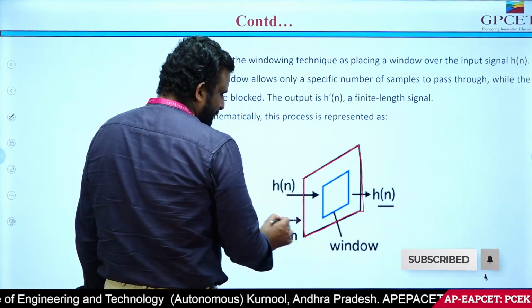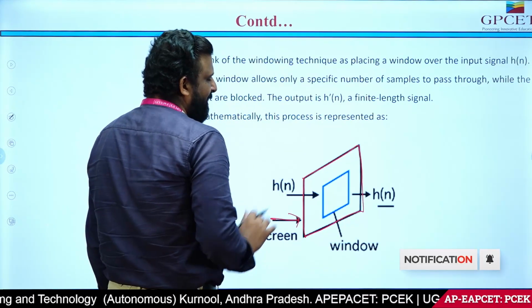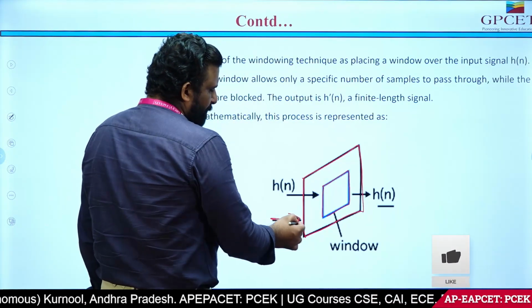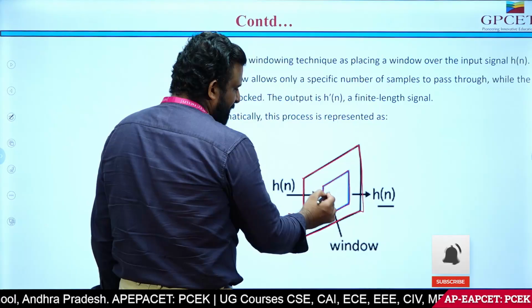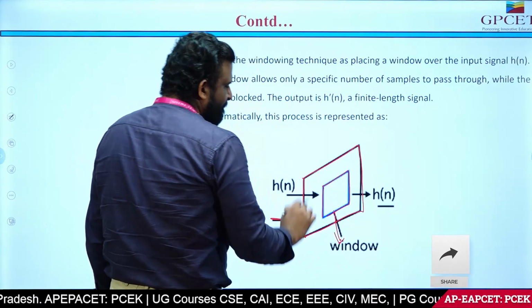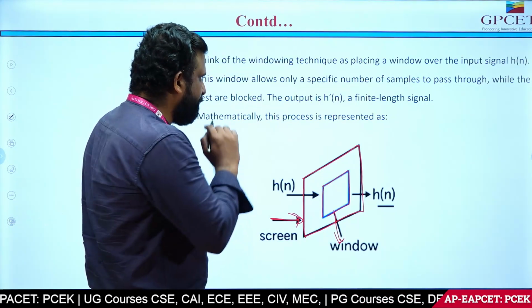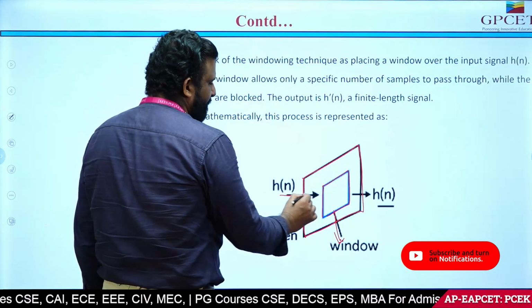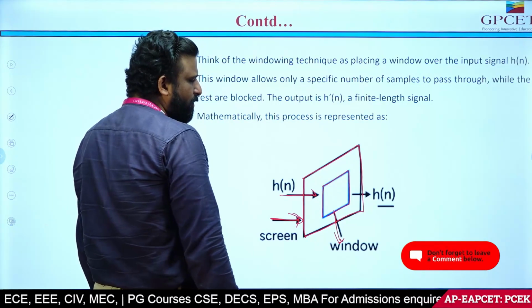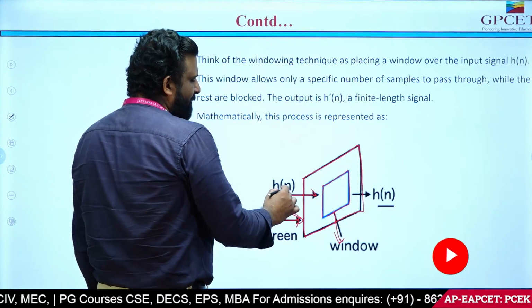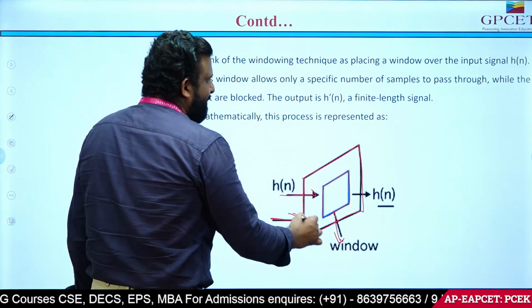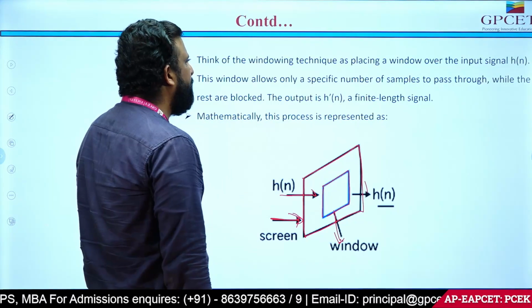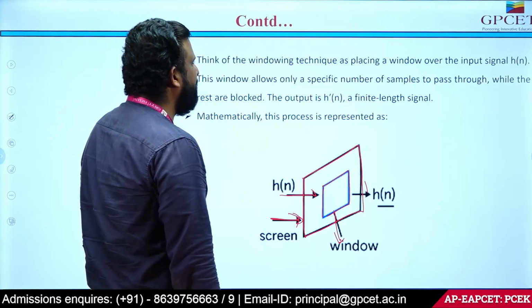Which is nothing but, see here, I have taken one big screen. In this, I am placing one window. So I have a big screen, and this is nothing but the window. Now the input signal h of n is passed through the screen. What happens? This screen will allow only particular samples, and it restricts the rest of the samples.